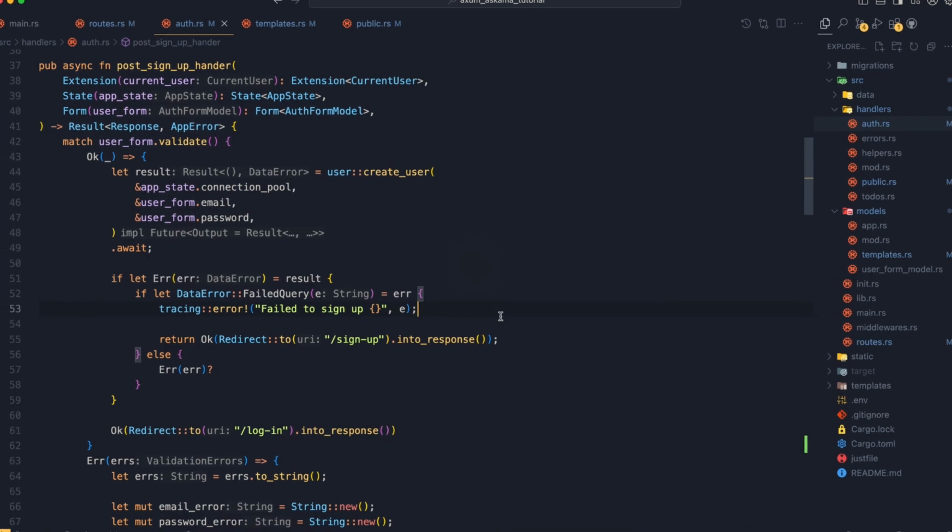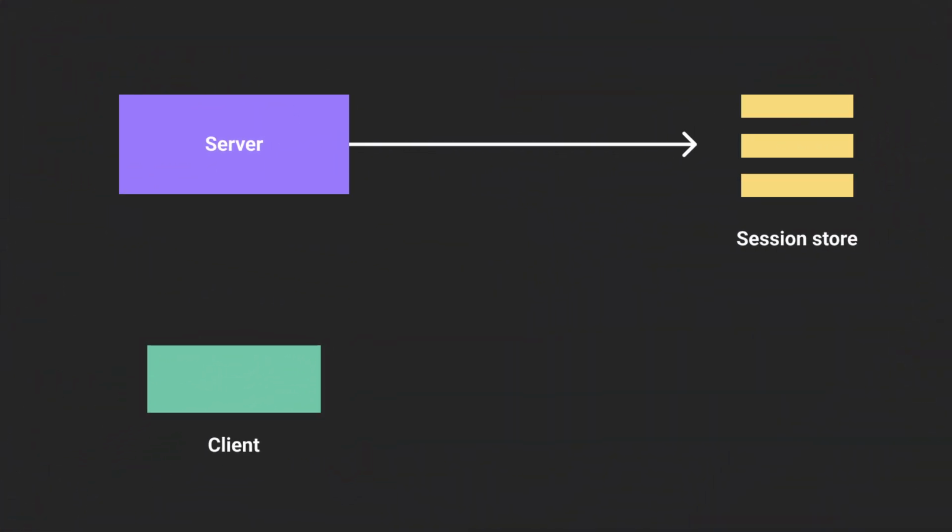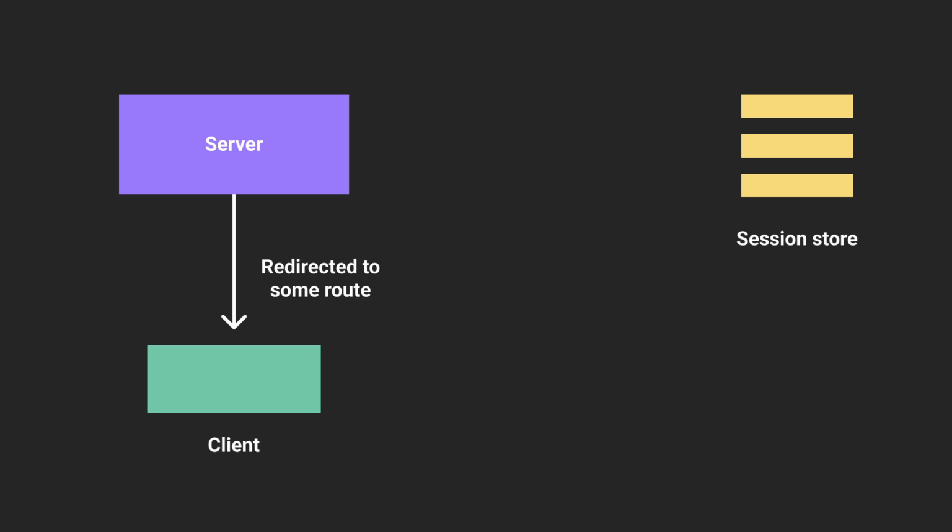And now this time we are going to use session to show the flash message. So let's talk about how we are going to do that. When we want to send a flash message, we are going to store that message in session storage. Then the server will redirect to some route. It could be any route, it doesn't have to be the same route. And you already know that redirecting actually causes a GET request to the server on that redirected path or route.